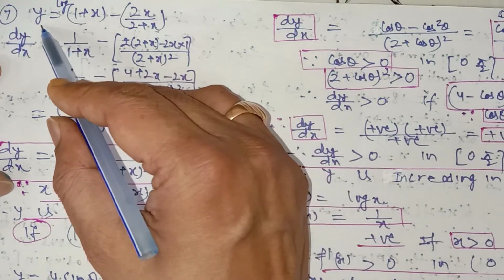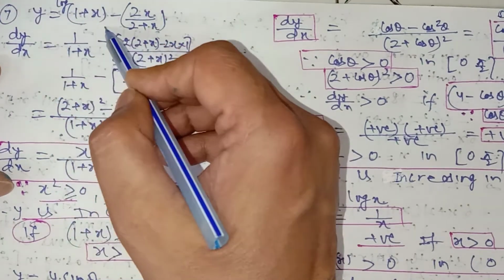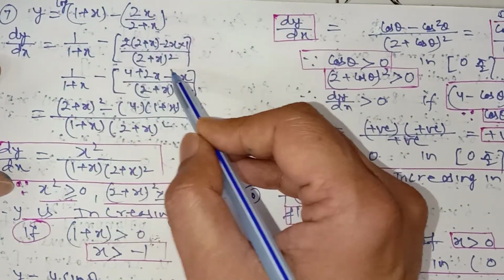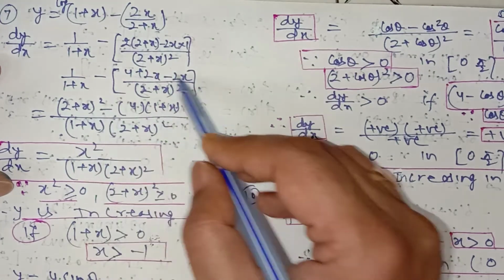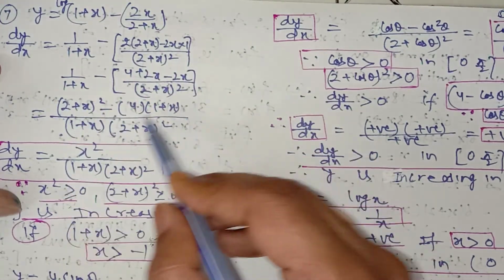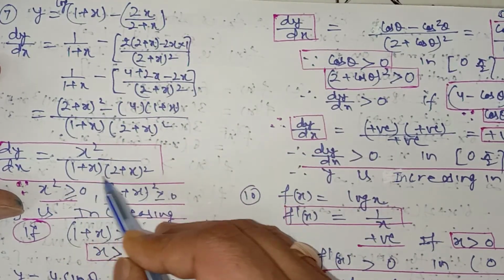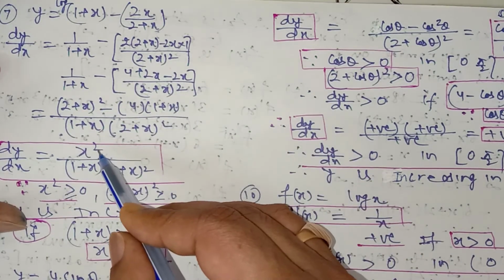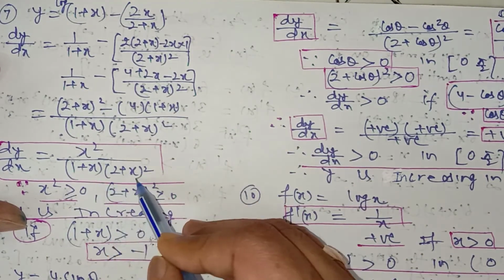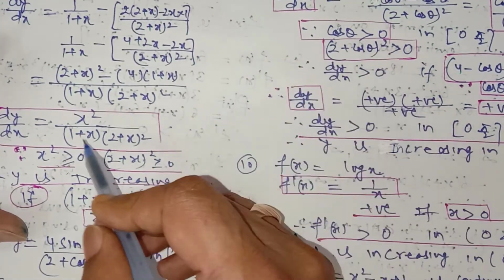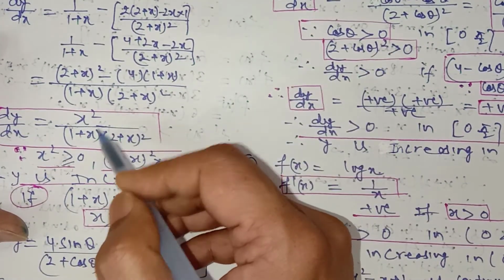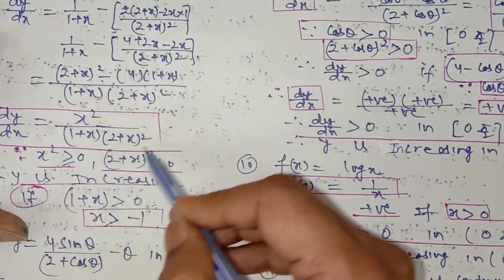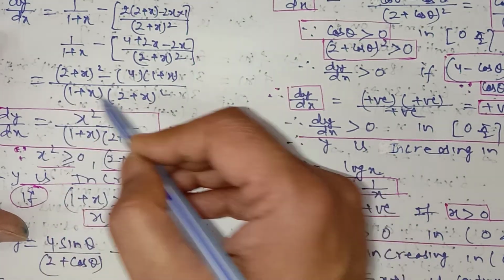To find the derivative of this, dy by dx will be equal to 1 upon 1 plus x, minus the derivative of the second term, which you find by the quotient rule. Simplify this expression. I am getting x square upon 1 plus x times 2 plus x whole square. Now you have to prove that this function is increasing. So when will this be increasing? When this fraction is greater than 0.